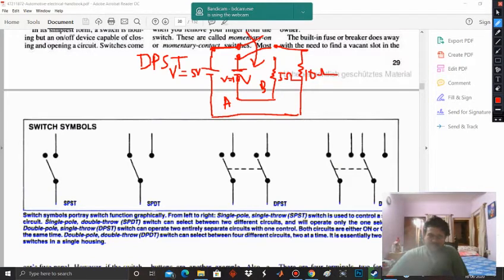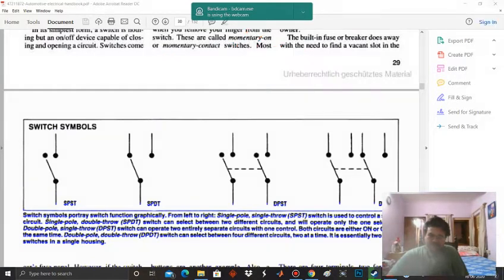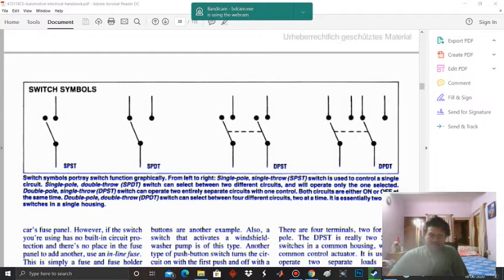So the next comes is the double pole double throw switch, which is known as a DPDT. It is the most complex among all the switches which are present over here. So here you see, here there are 6 terminals.